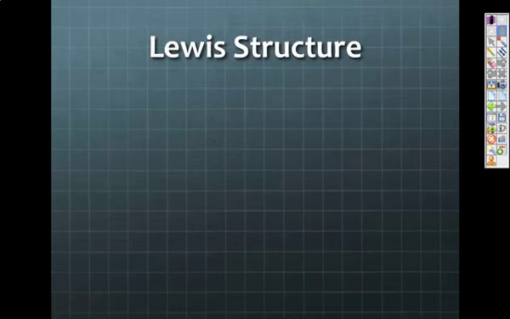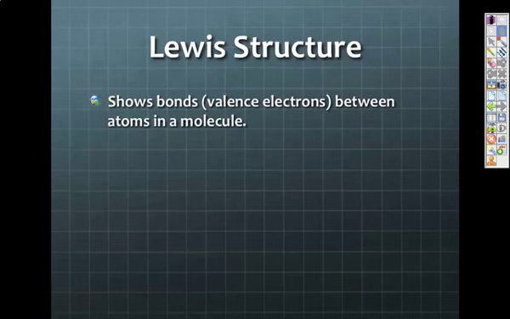Okay, so Lewis structures. We're going to be dealing with a lot of Lewis structures when we're dealing with covalent bonding. And they show us what bonds we have, because it's going to show us all of the valence electrons. And remember, with covalent, they are sharing electrons. So we're going to show sharing, not giving up and taking.